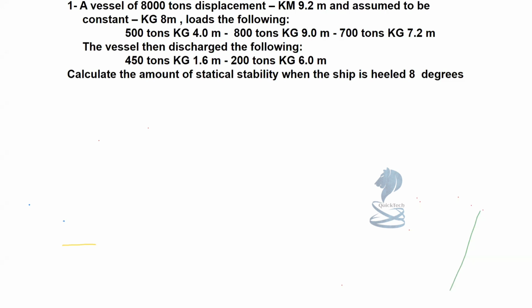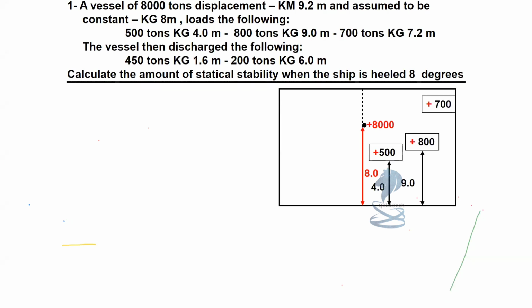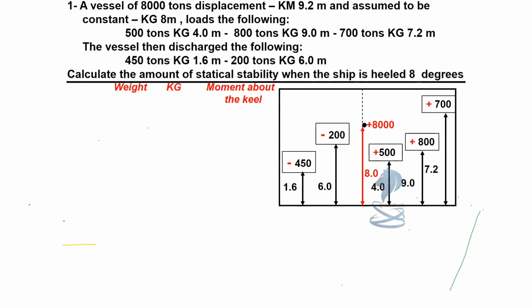Now calculate the amount of statical stability when the ship is heeled by 8 degrees. So now let's see with the help of a diagram how to solve this numerical. Initially we have a vessel with 8,000 tons of displacement, KG 8 meters, and now the following weights 500 ton, 800 ton, 700 tons are added. On the other side, the weights 450 tons, 200 tons are subtracted with their respective KGs.